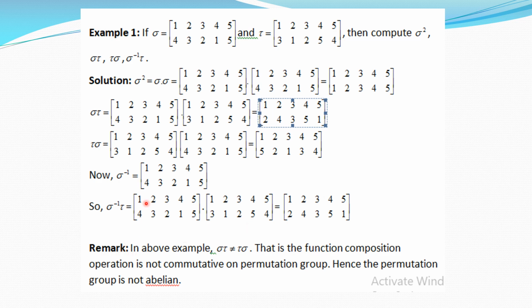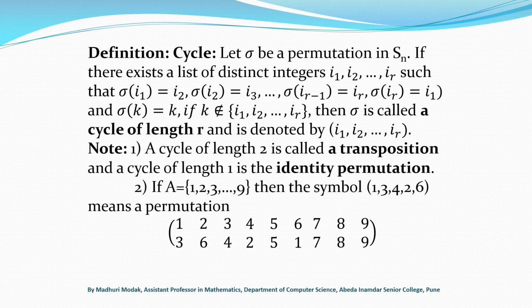Now in the above example, see, this is sigma tau and this is tau sigma. They are not equal. That's why the permutation group is not abelian for n greater than or equal to 3.